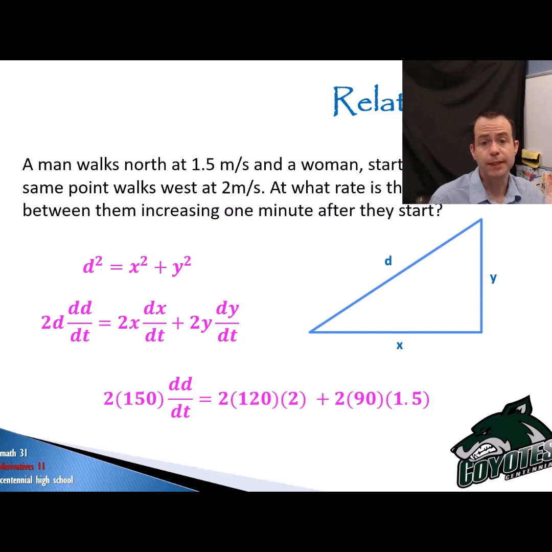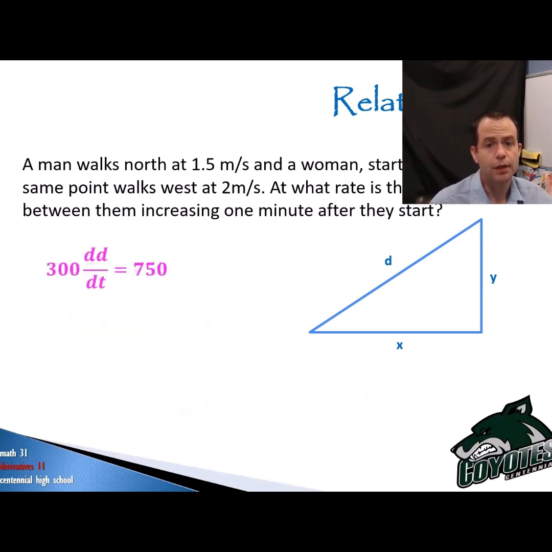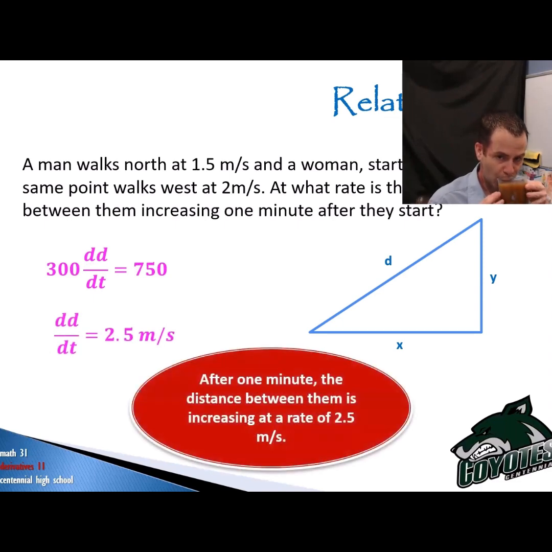So now I'm just going to solve for dd over dt. So I'll clean up the right-hand side and then divide both sides by 300 essentially, okay? And then that will leave me with 2.5 meters per second. So after 1 minute, the distance between them is increasing at a rate of 2.5 meters per second.